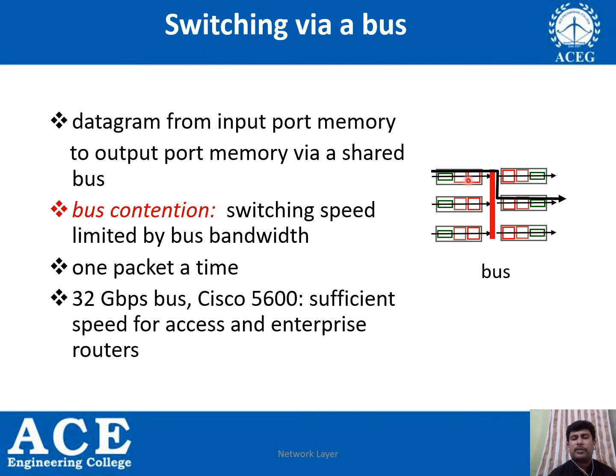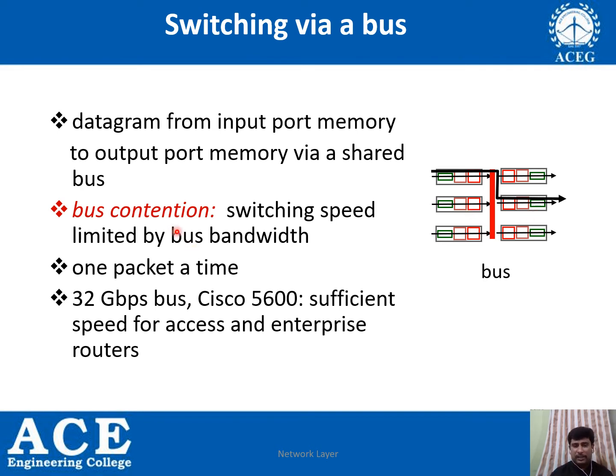Here you have the input ports, here you have the output ports, and these input ports and output ports are connected by a bus which is acting as a switching fabric. So a datagram from an input port memory to the output port memory is shared via a shared bus. So this is shared among multiple input ports and output ports. So the bus we are using is a shared bus.